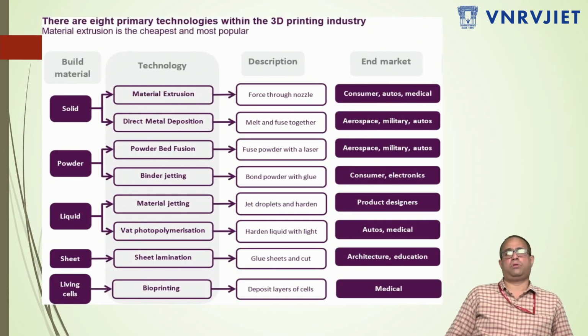And what are the primary technologies, the brief description, and the end market applications? Coming to the case of solid base, that comes under material extrusion and the DED process. Mostly the solid base is used for consumer applications, automotive and medical applications, as well as aerospace and military. Powder bed fusion and binder jetting come under aerospace and consumer electronics, and liquid base comes under product designers, automotive and medical. Sheet lamination is only for a decorative point of view or to show demo models.